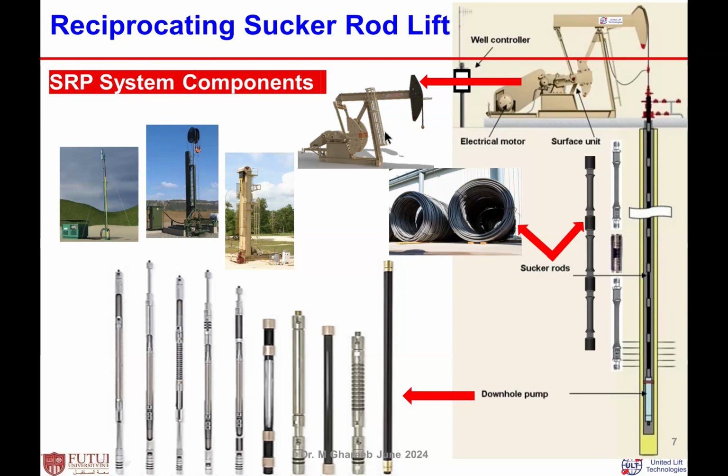These are the main three categories, plus the prime mover, which drives the whole system. We'll see the prime mover later on. It can be something that produces a rotating motion; it can be an electric motor, or an engine driven by diesel or gas, whatever type you have. Plus the monitoring systems, well control and so on. But the main four components of the system, where if one of them fails the system will not work, are the subsurface downhole pump, the sucker rod string, the surface pumping unit, and the prime mover at the surface.